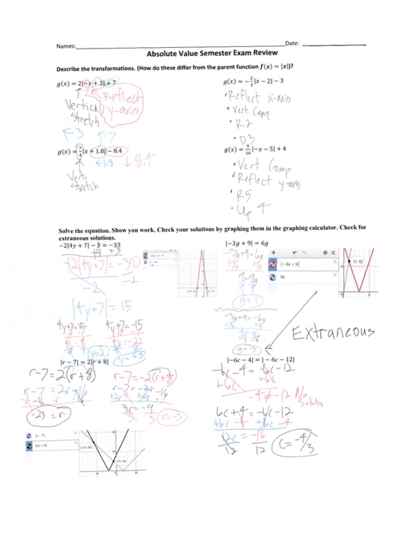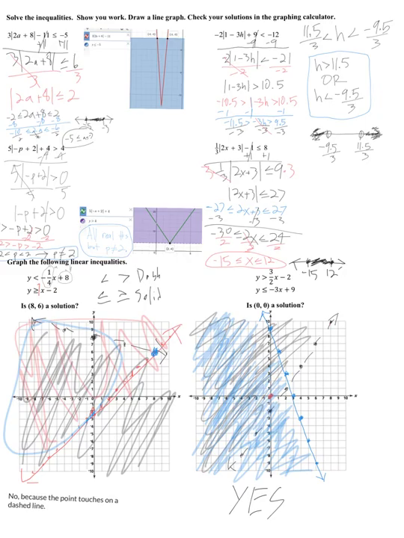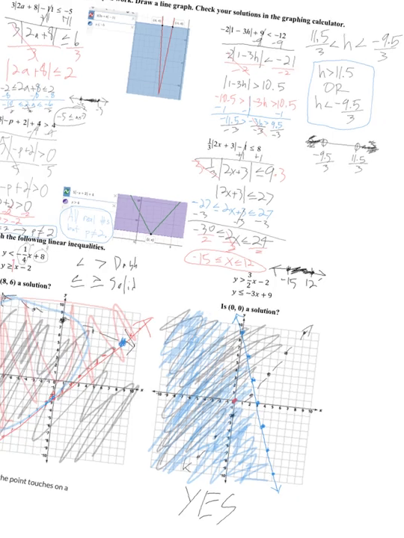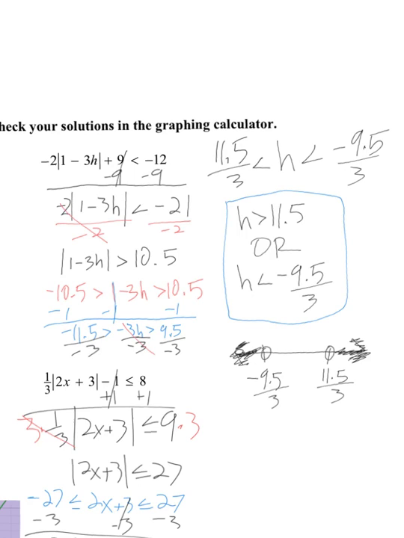Okay, so let's go on to the next page. Alright. Here, this one was a little unusual, I'll say that much. Start off, -9. Okay, divide by -2. And you get positive 10.5.